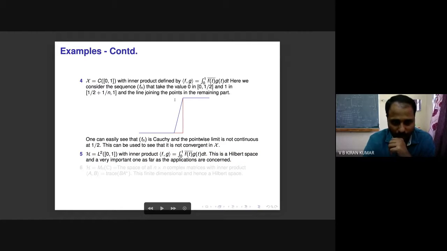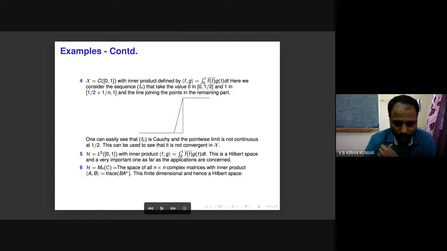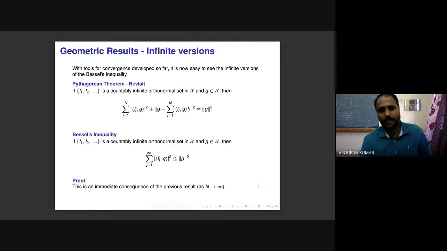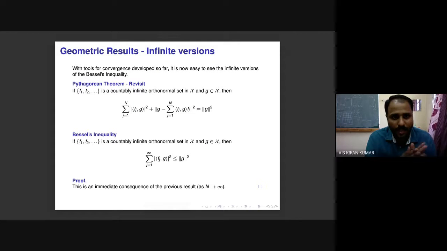Okay. Now, you recall that we introduced an inner product on the space of all matrices, but since it's a finite dimensional inner product space, it is already complete and therefore a Hilbert space. Okay. So we have seen several examples and counterexamples. Now we are coming close to the end, the last side of our lectures. Geometric results, the infinite versions.